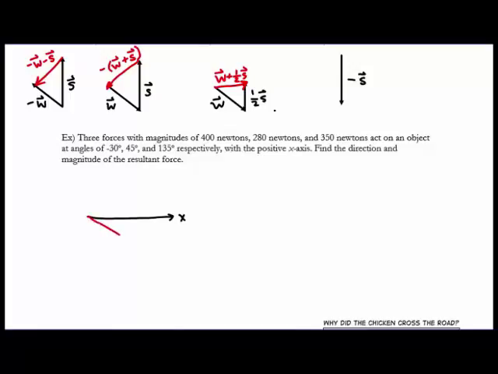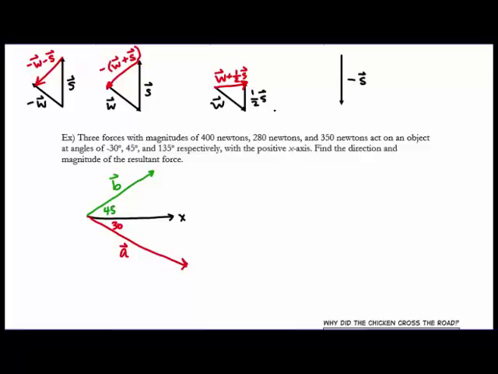So here's negative 30 degrees, and we'll call that 400 newtons, and we're going to call that A. So here's a negative 30 degrees below the x-axis, and this has a magnitude of 400 newtons. Then I need another one that's 45 degrees with 280 newtons, so that one's going to be shorter. So we'll call that B. That's got a 45-degree angle right here.